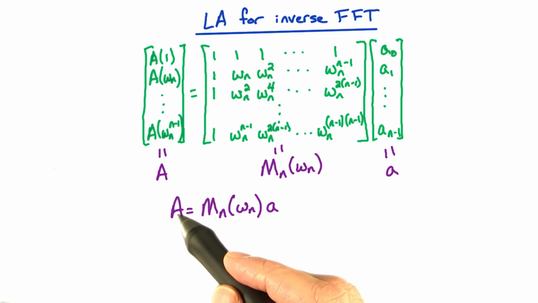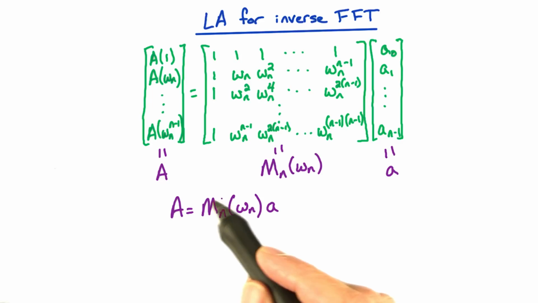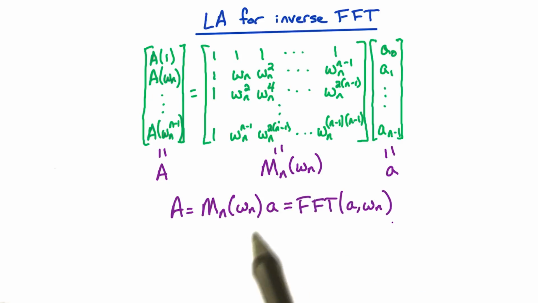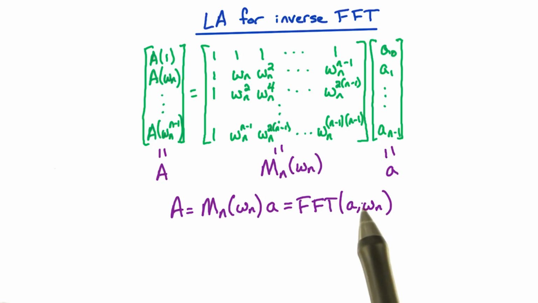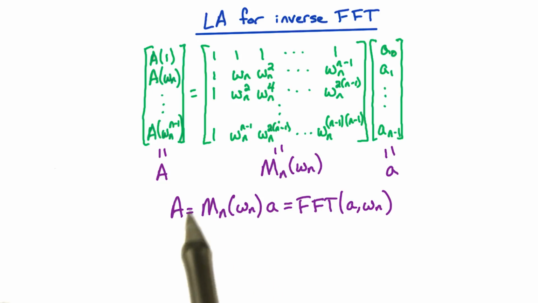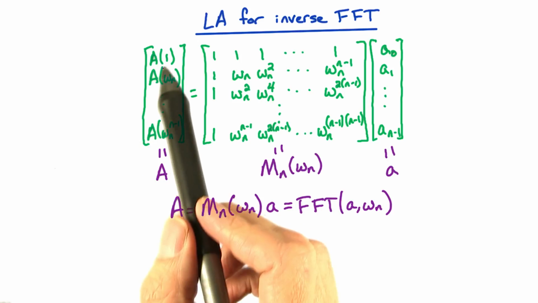This vector capital A is equal to this matrix capital M times this vector little a. This product is exactly what FFT is computing. When we run FFT with inputs little a and omega sub n, it computes the product of this matrix and this vector. And it outputs this vector capital A, which is the value of this polynomial at the nth roots of unity.